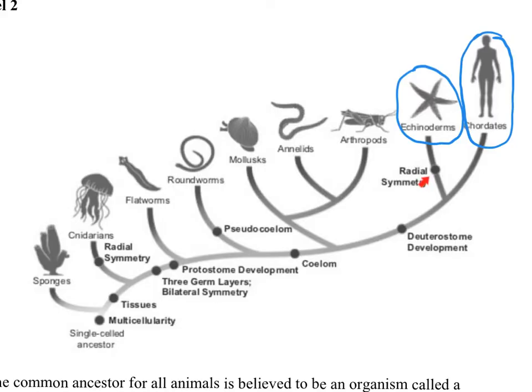You'll notice here that echinoderms have radial symmetry, and that characteristic is placed on a branch separate from the chordates. So that means that radial symmetry is unique to those echinoderms. We're going to have to go a little bit further back to see what they have in common, and you can see right here that what they have in common is the development of the deuterostome.